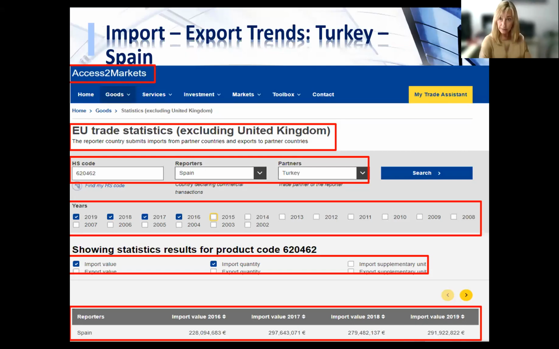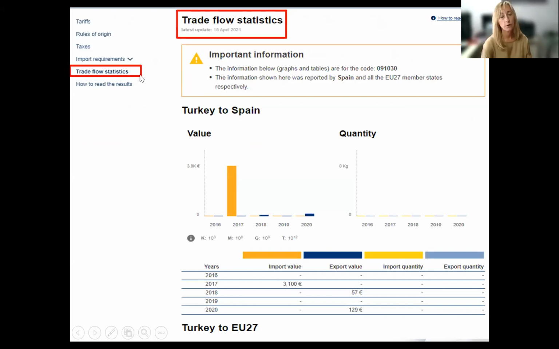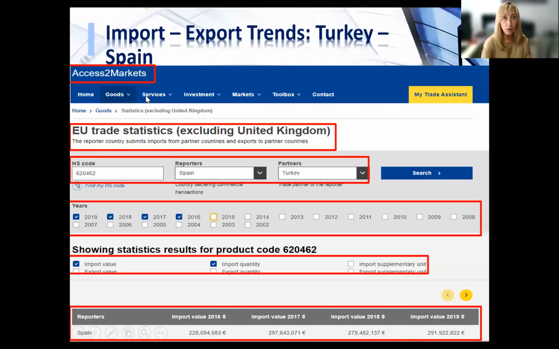So, how can you find this information? Very easy. As we have said before, you can go from the code number to trade flow statistics, or you can also go directly in Access to Markets. You go to goods, and then you can press here. You have the possibility to ask for new trade statistics. So here's the example that I looked for, and I could see these big quantities, and this is the code 620462, for trousers. It's a kind of trouser. I'm not very much into the textile sector.